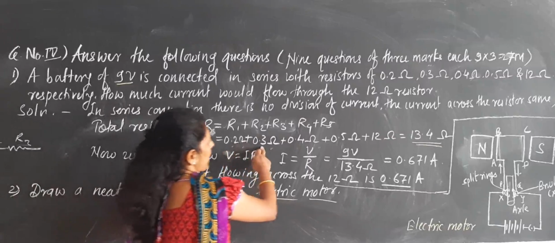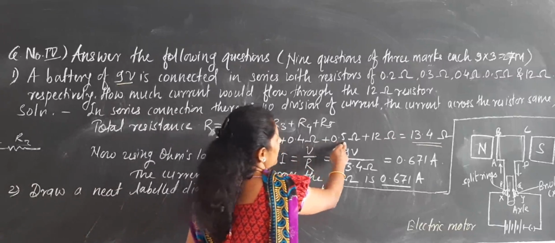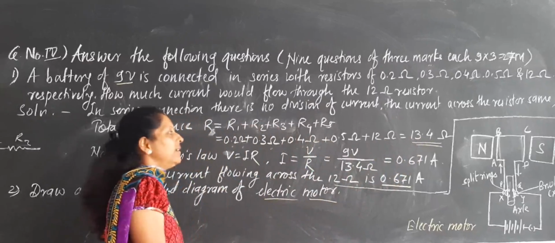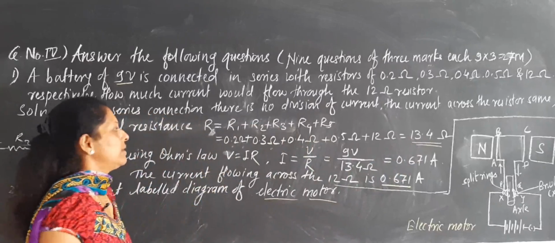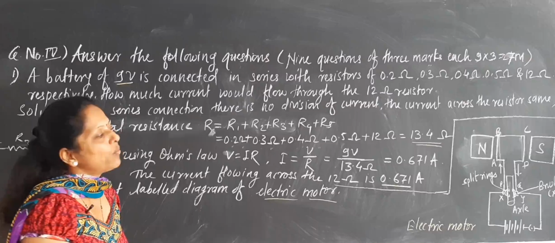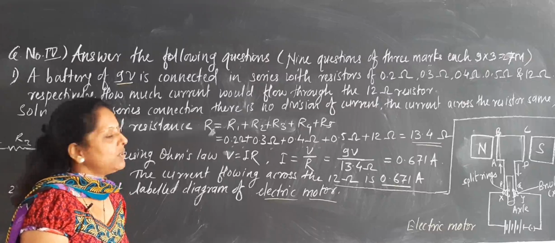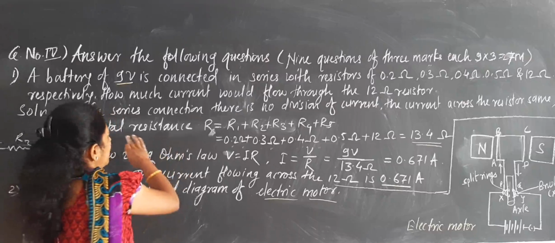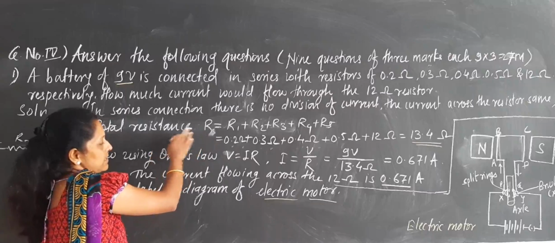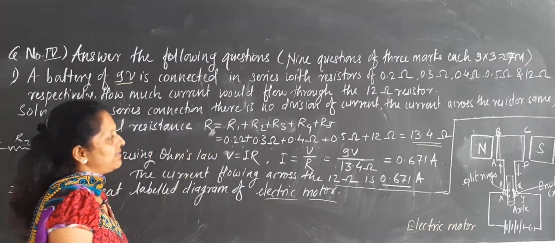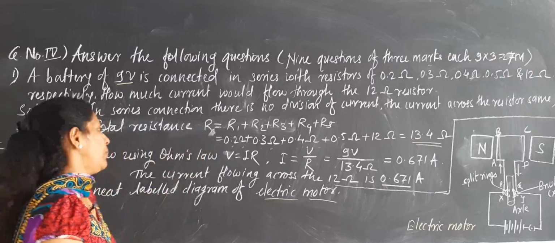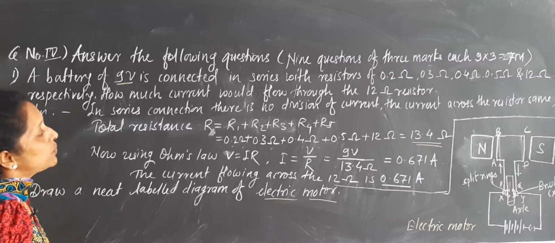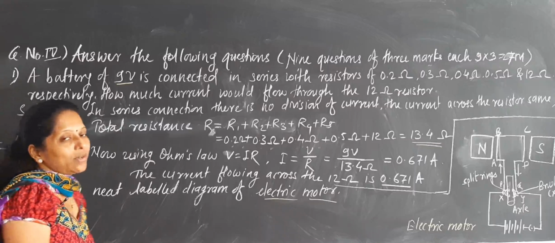So 3 plus 2 is 5, 5 plus 4 is 9, 9 plus 5 is 14, so 4 here and carry 1, 1 plus 2 is 3, and then after that 12 plus 1 is 13. 13.4 ohm is the answer you are getting here. So that is the total equivalent resistance, or total resistance in the series, 13.4 ohm, we got. Here they asked how much current would flow, so we are going to calculate the current.